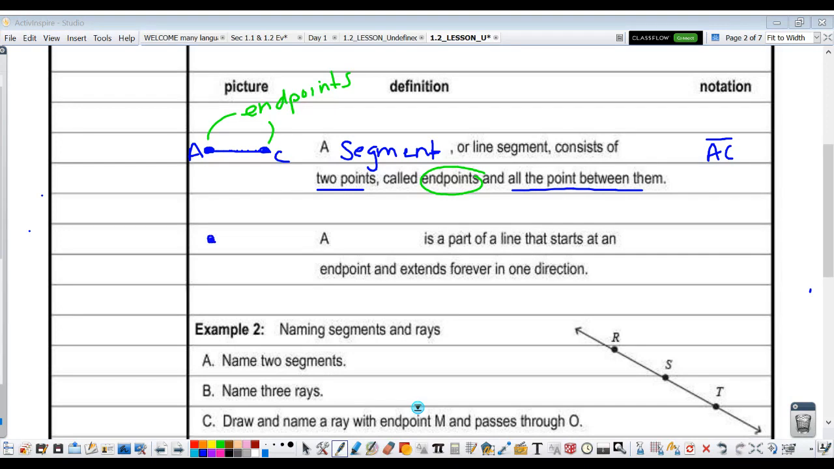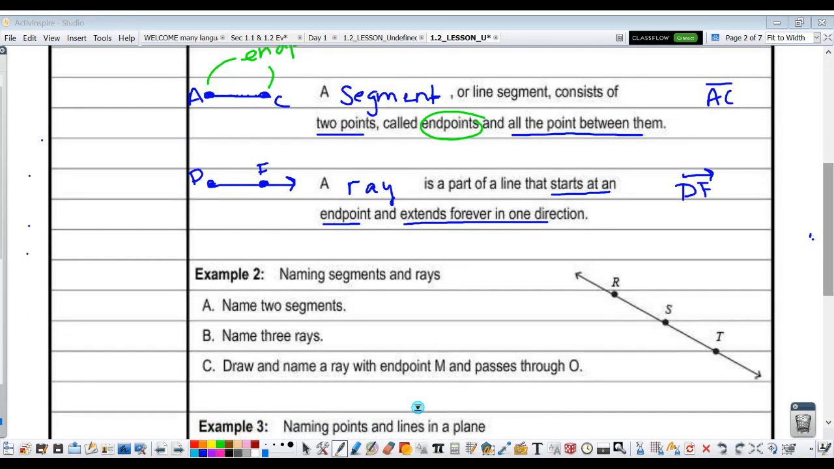There's one more drawing that we can make. We can make a figure that starts at an endpoint and goes through another point. So if we name those, I'm starting at D and going through F, and we call that a ray. It's part of a line, starts at an endpoint, and extends forever in one direction. We would name that with the point that we start with and the point that we go through. And the drawing that we put on top has no arrow at the start point, but an arrow on the point that we go through.